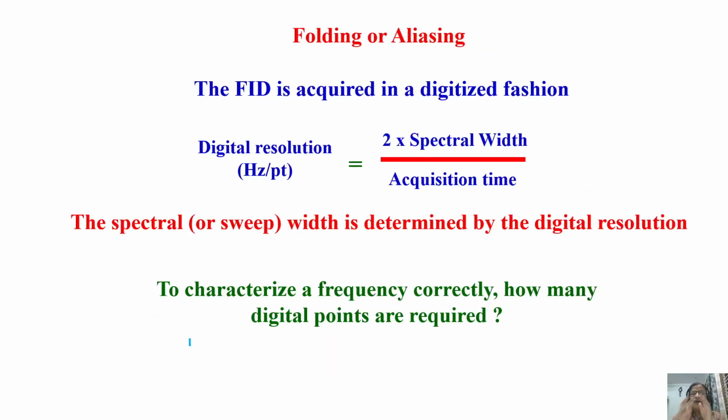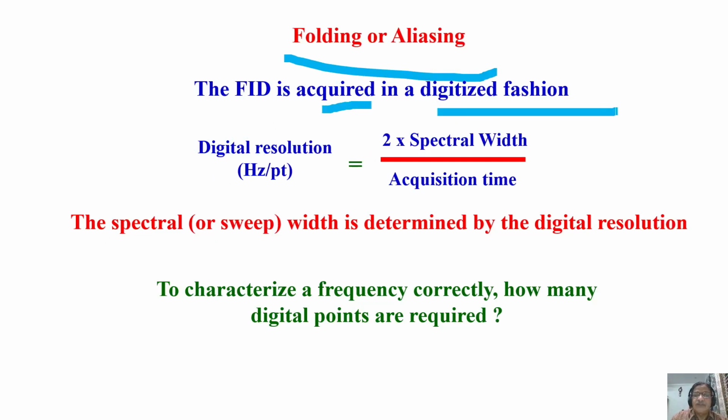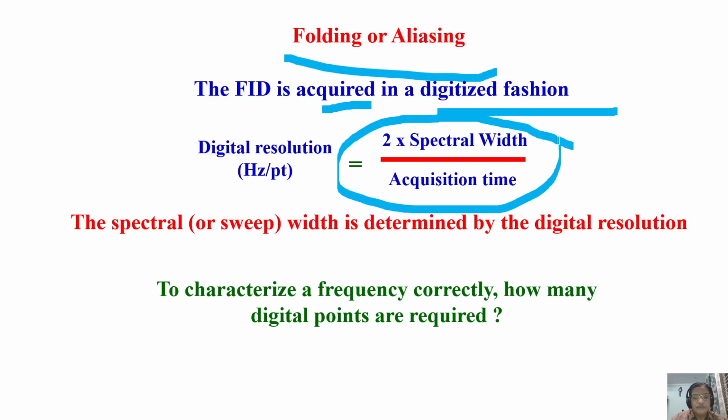Okay. So now, when we are discussing digital resolution and also dwell time, I will introduce one more term called folding, or in Fourier transformation, it is also called aliasing. Folding or aliasing. As you know, FID is acquired in a digitized fashion, and this is the digital resolution. That's what we discussed just now. The spectral width is determined by the digital resolution. That's correct. That's what we said.